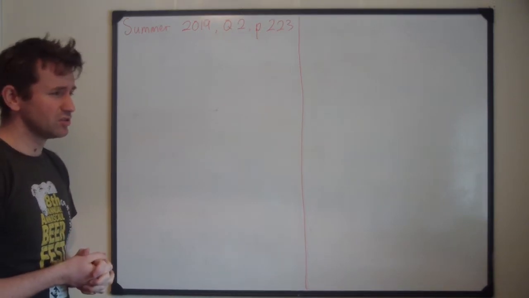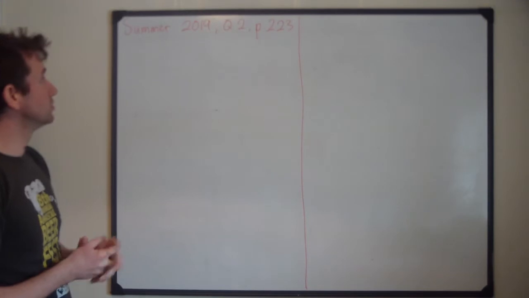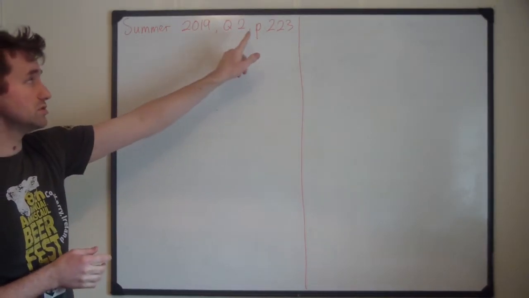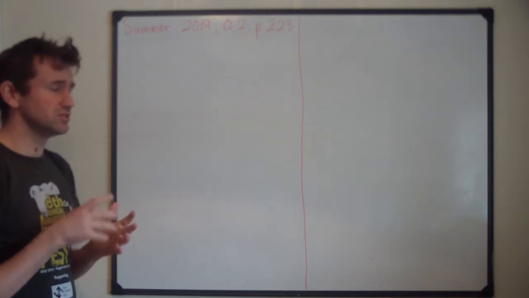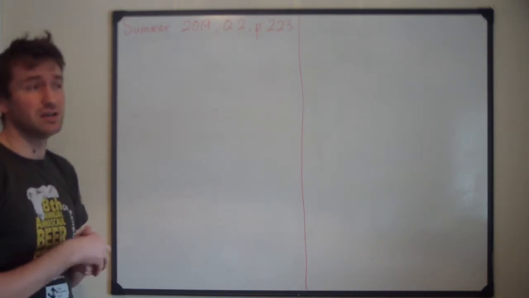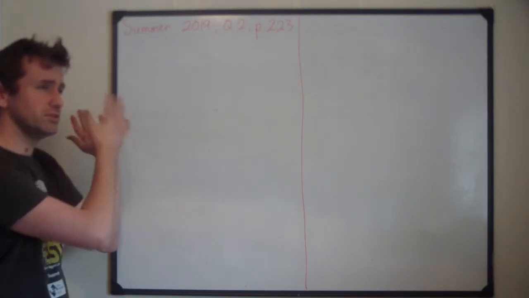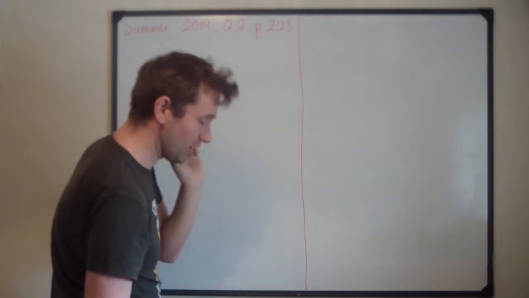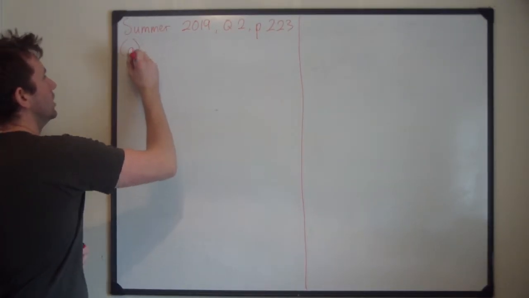So by way of revision, I'm going to go over the 2019 paper, question 2, on page 223 of your manual, and we'll do some general exam hints, I suppose. We'll do a question and then we'll see what I'm talking about as we go. Okay, so the first one is question A.